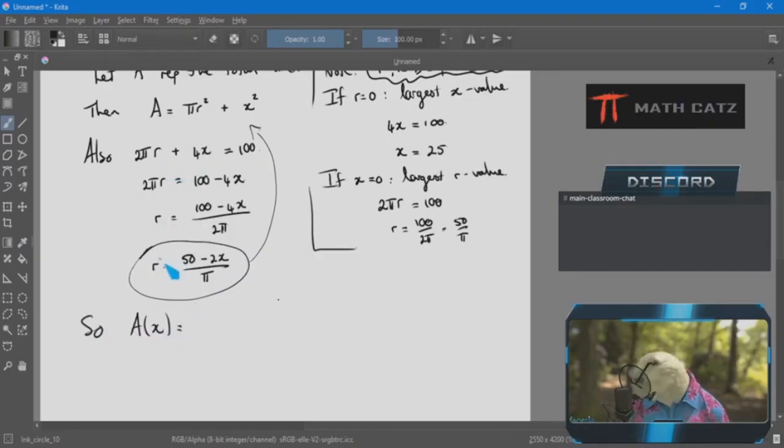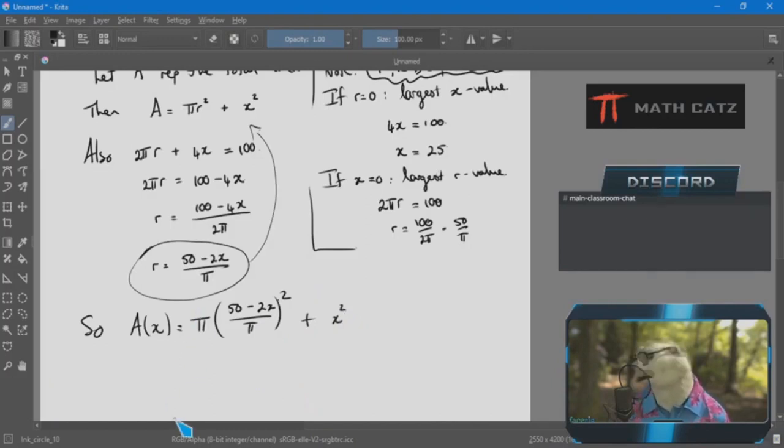Of course, I could have solved for x, then I would have a function depending on r. The goal is it needs to be a function of only one variable. Which one you choose, in the end, it doesn't matter. So pi times this whole thing squared plus my lonely x squared, which didn't get any modification.